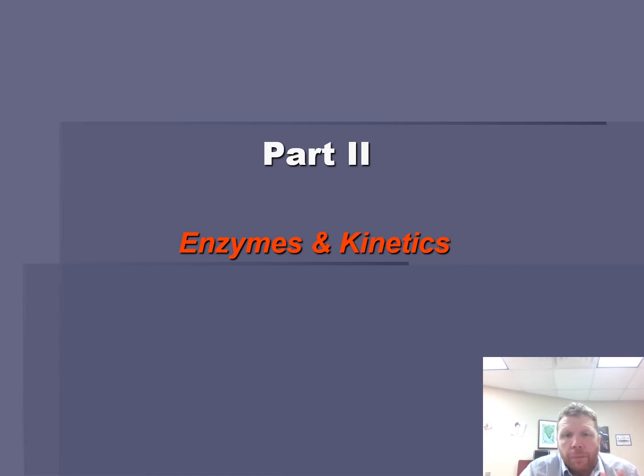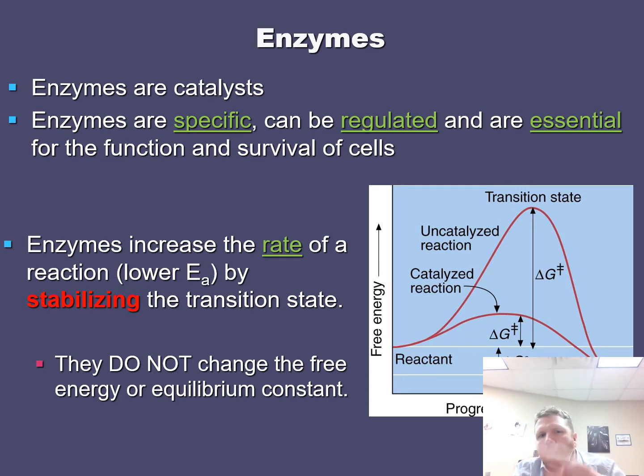All right, so here we are, part 2 of Enzymes and Kinetics. So enzymes are catalysts. Enzymes are specific and can be regulated and are essential for the survival of cells. Enzymes increase the rate of reaction by stabilizing the transition state. So essentially what an enzyme does is it stabilizes this, but more than anything else, it takes the delta G double dagger and lowers it.